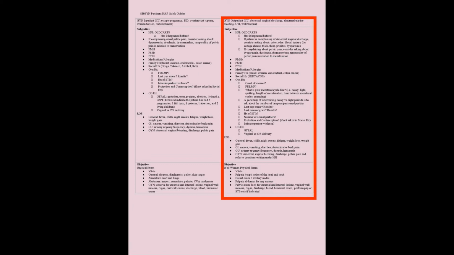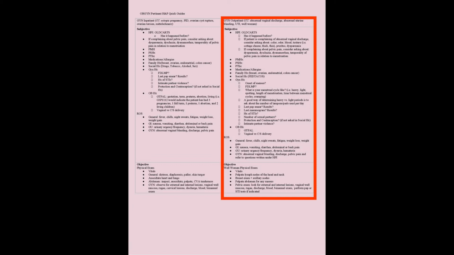For GU, a lot of times patients will come in with UTI, so ask about urgency, frequency, dysuria, and hematuria. And then for GYN, ask about vaginal bleeding, discharge, pelvic pain, and then the other questions that I had mentioned in the HPI.